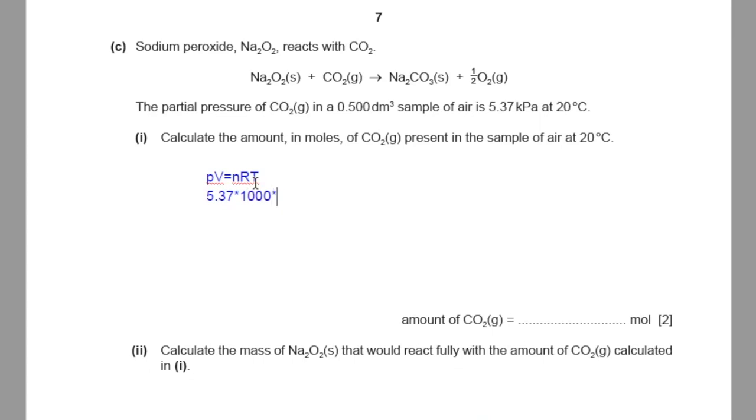Since our volume is in decimeter cube, we need to convert that to meter cube, and the conversion is 1 meter cube has got 1000 decimeter cube. So I'll divide my 0.5 by 1000. This is equal to number of moles multiplied by 8.314, and again multiplication. Our temperature is in degrees Celsius. We need to convert that to kelvins, so 273 plus 20 degrees Celsius. Now when you rearrange your formula, you'll get the value of n as 1.1 into 10 to the power of negative 3 moles.